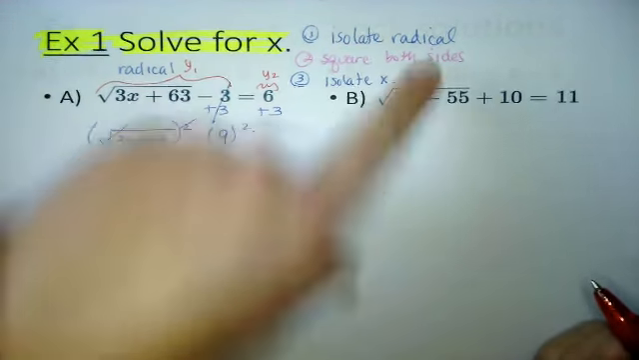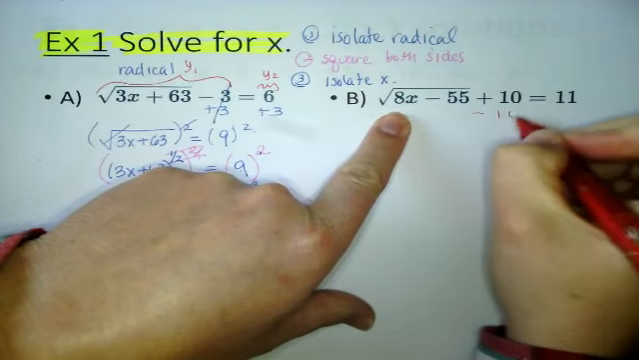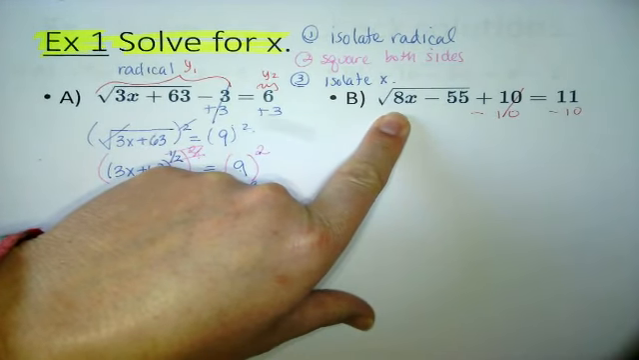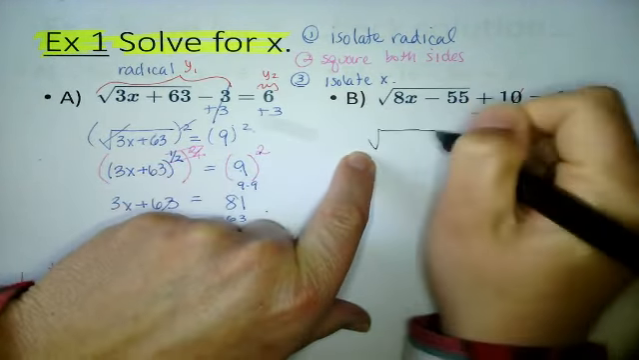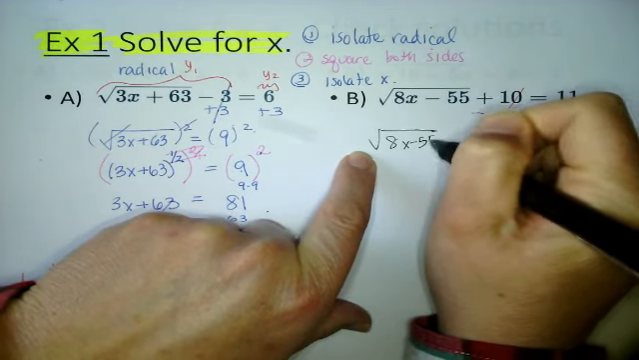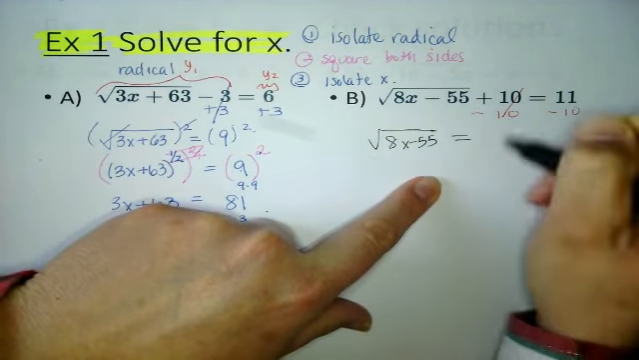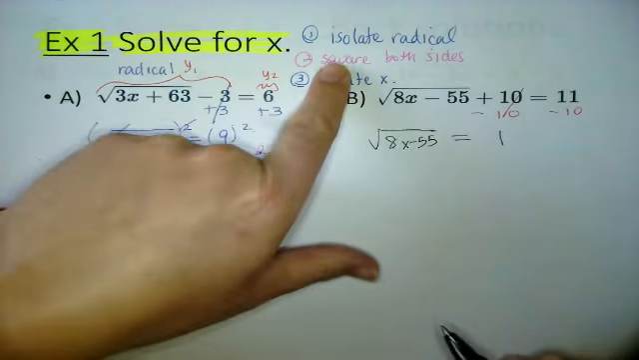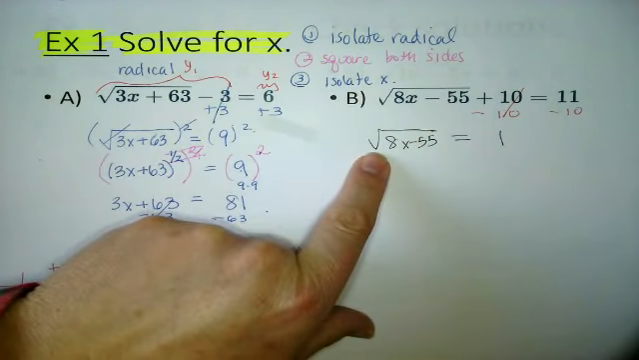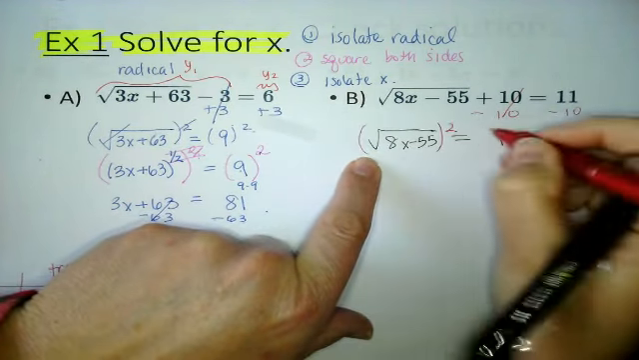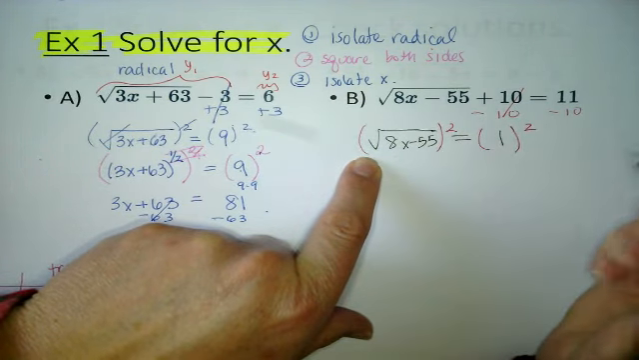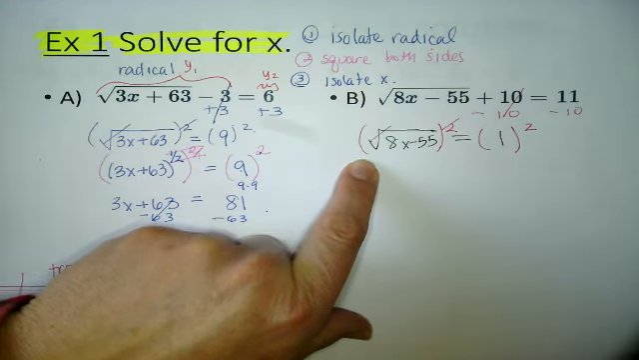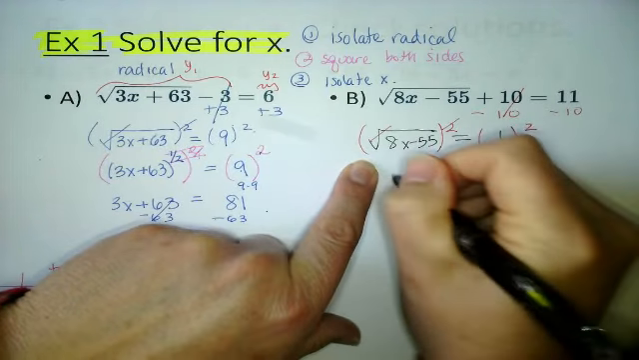We want to isolate the radical, so I'm going to start by subtracting 10. So we get the square root of 8x minus 55 is equal to 11 minus 10 is 1. Then we can square both sides. That's going to cancel out the square root, so we're going to square both sides. The square root and the square cancel out, leaving the inside.